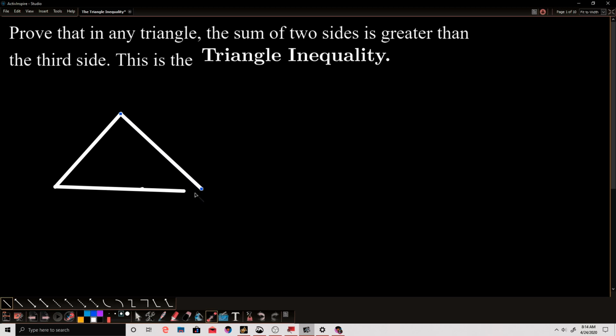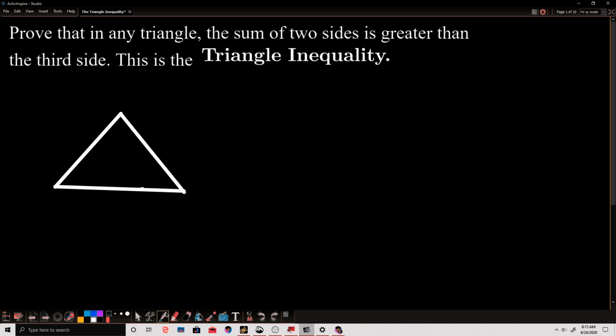So we're going to start with some triangle, and we are going to label that triangle. We're going to call it ABC. And I want to prove that the sum of the two sides is greater than the third side. So how can we do this?